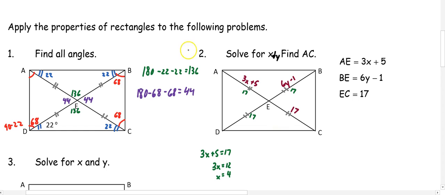Then to solve for y, we have 6y minus 1 equals 17. We add 1 to both sides, so 6y equals 18. When we divide, we get y is 3. The other part that we need to find is the length of AC. Remember that one part was 17 and AC is the entire diagonal, so we would have 17 plus 17. So AC would have a length of 34.